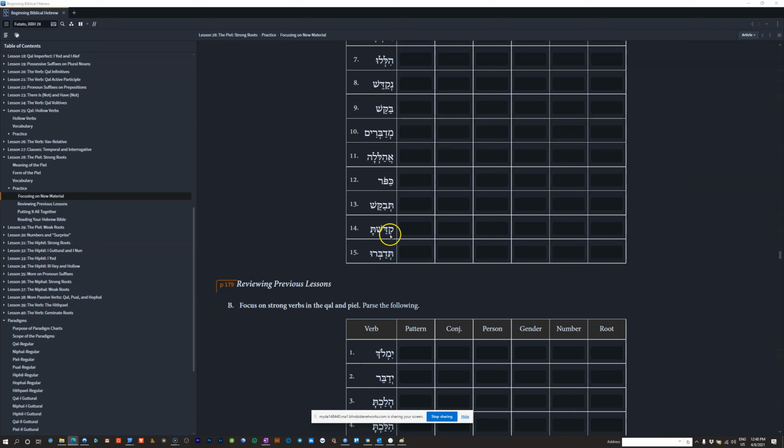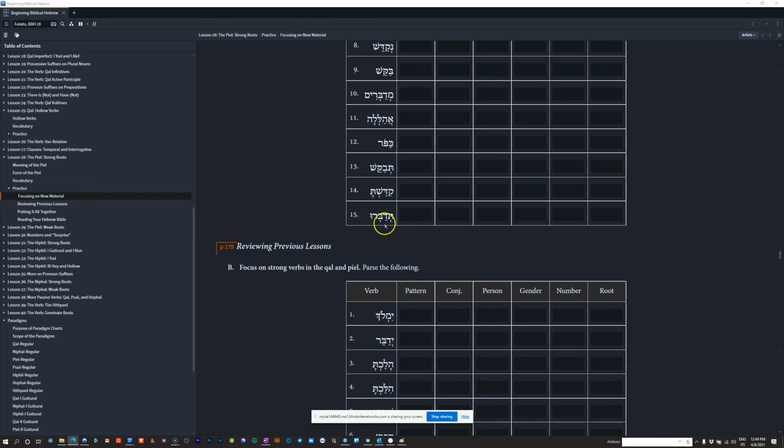Number 14, we've got this perfect looking form of the Piel. That hirik in R1 tells me I've got a Piel perfect. Dagesh in R2 confirms that it's Piel. And then my tav qamets suffix tells me it's Piel perfect 2ms. So my root would be kof, dalet, shin. And then finally, number 15, we've got another tav prefix with a schwa prefix vowel. So that's going to be a Piel imperfect. Tav prefix with a shureq suffix is going to indicate 2mp, and so my root is dalet, beit, resh.